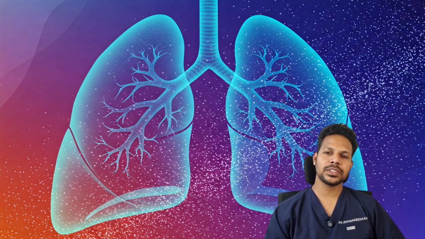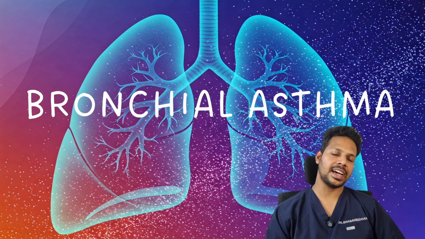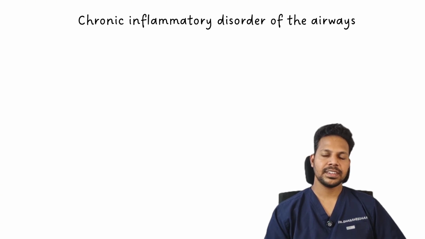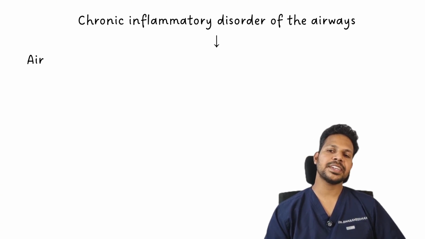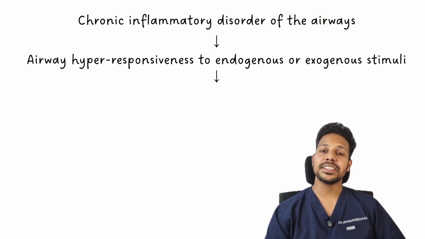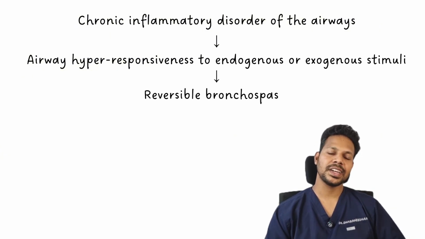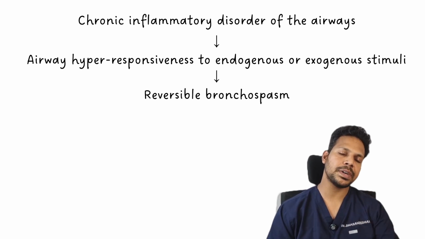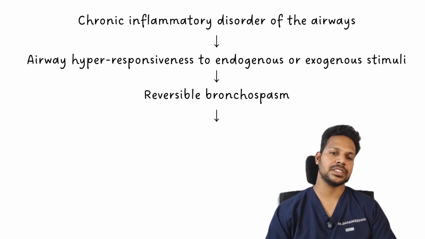The topic that we're going to discuss today is bronchial asthma. Bronchial asthma is a chronic inflammatory disease of the airways where there is airway hyperresponsiveness to endogenous or exogenous stimuli, and there is reversible bronchospasm because of this. And this reversible bronchospasm will result in airflow limitation.